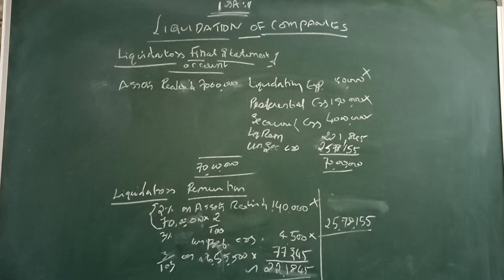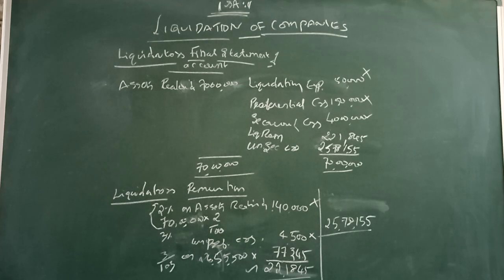Secured creditors 40 lakhs, that is also we are paying. Then liquidator's remuneration, this is the main thrust point of this type of question. Liquidator's remuneration, what is that? A liquidator is a person appointed for the purpose of liquidating the company.